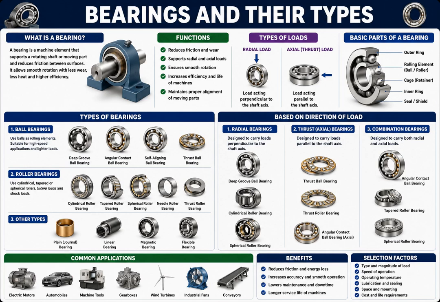Now let us discuss about a bearing. What is a bearing? A bearing is a machine element that supports and constrains relative motion between two parts, typically a rotating shaft and a stationary housing, while reducing friction and carrying load.